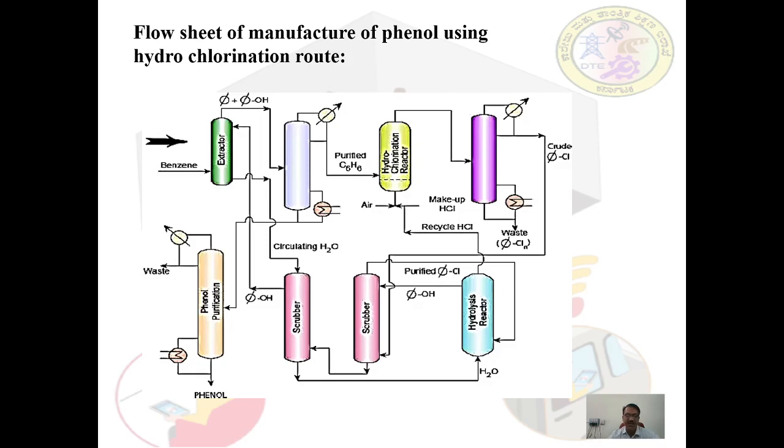This fractionator separates the unreacted benzene and monochlorobenzene from polychlorobenzene. The crude chlorobenzene is scrubbed with phenol, water washed, and is sent to the second stage catalytic reactor.